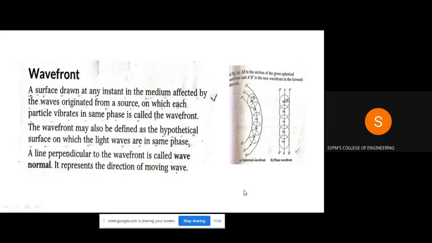Today we will discuss the next topic, that is wave optics. What is a wave? A wave is simply an oscillatory disturbance traveling through a medium. And optics is the branch of physics which deals with three types of sections, that is geometrical optics, wave optics, and quantum optics.